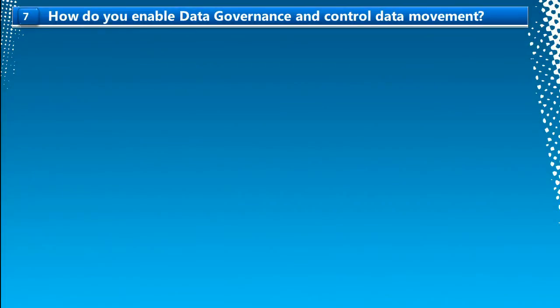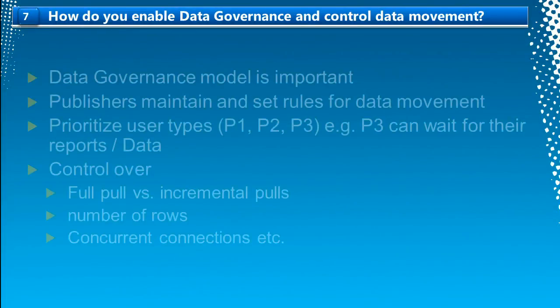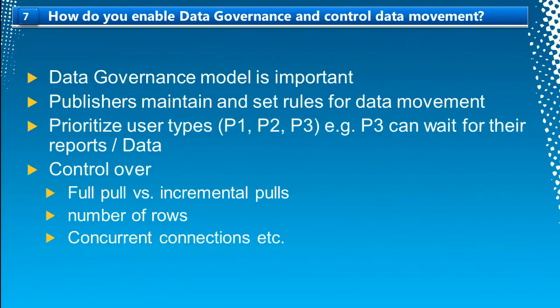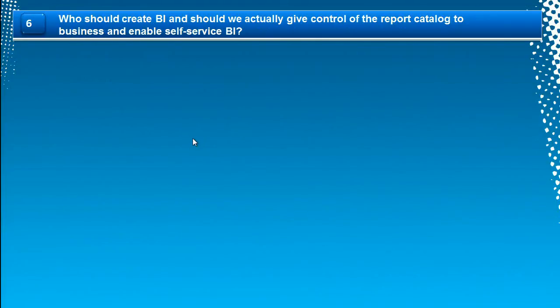And how do you enable data governance and control the movement of the data? This is important, folks, as somebody was asking about security of data and everything else. There are roles: publishers and consumers. Publishers should maintain and set rules for data movement, and you have to prioritize your user types: P1, P2, P3. Really important. If performance is going to be bad, as you were saying before, then you really need to prioritize P1, folks, to have good performance. P2, it doesn't have to depend on how much money they are paying you. Does it? That was a joke.